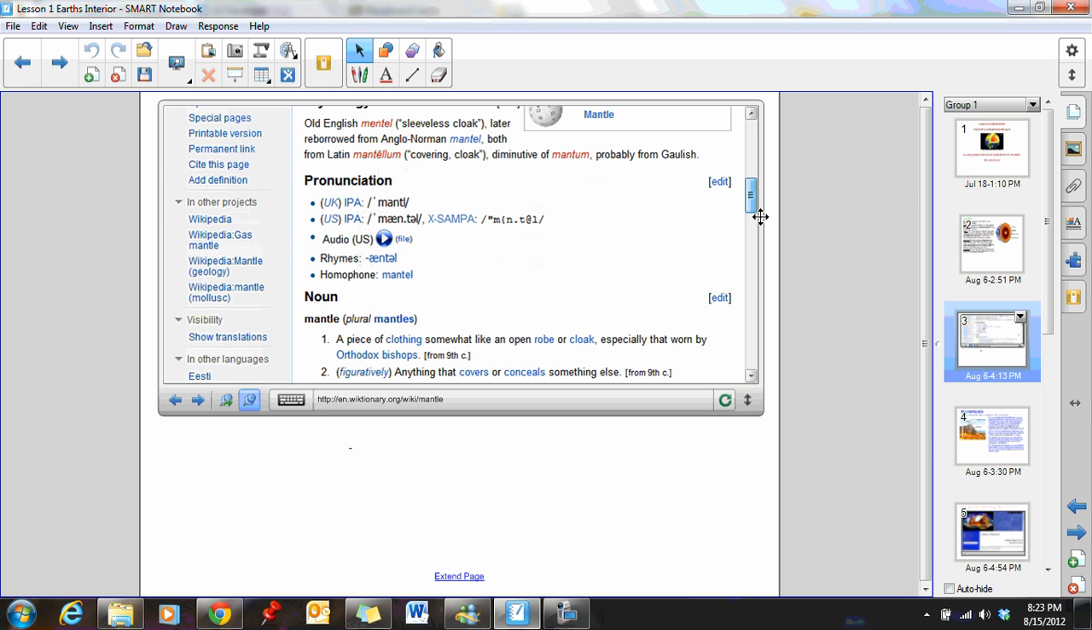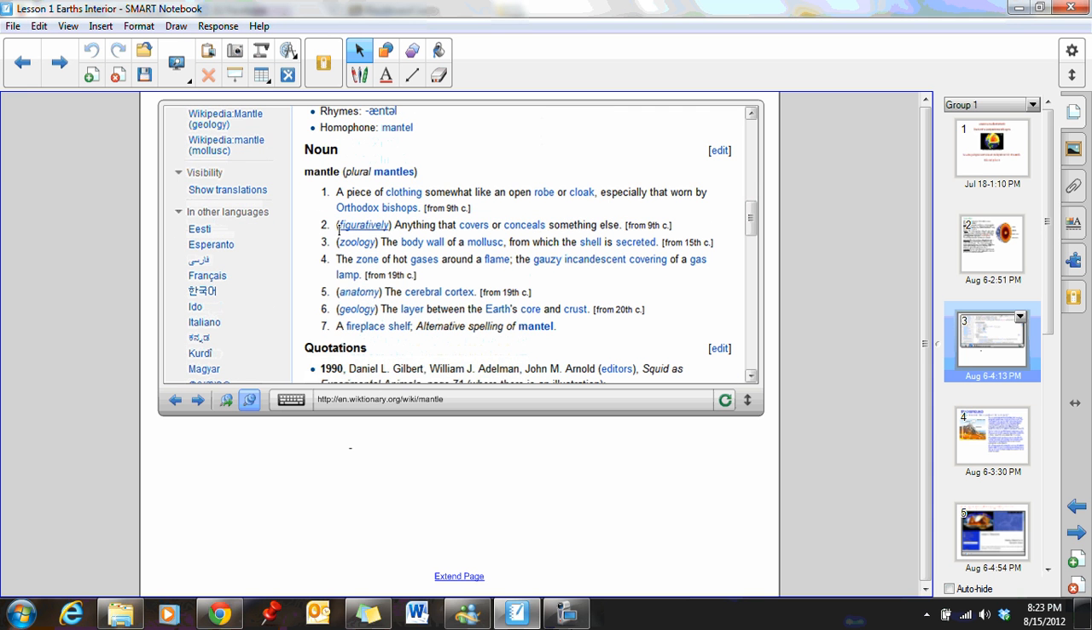Okay, so let's look down here. A piece of clothing, somewhat like an open robe or cloak, especially that worn by Orthodox bishops. So I see kind of a theme going on here. Do you see sort of a theme? Something that covers or conceals, a body wall, a shell, the zone of hot gases around a lamp. Interesting, huh? In anatomy, the cerebral cortex. Now, these are all very different definitions of mantle, but they all kind of have a theme that's the same, which is sort of like a covering or a cloak or a shell or a layer.